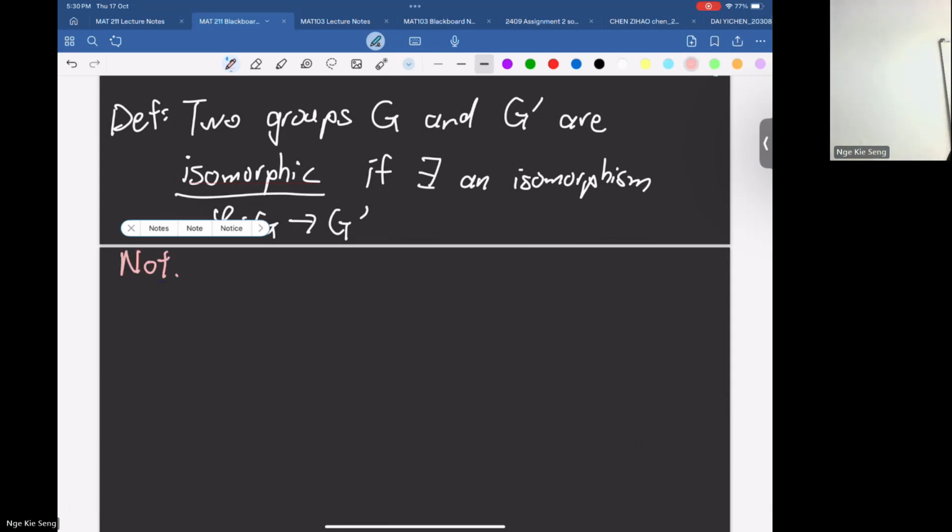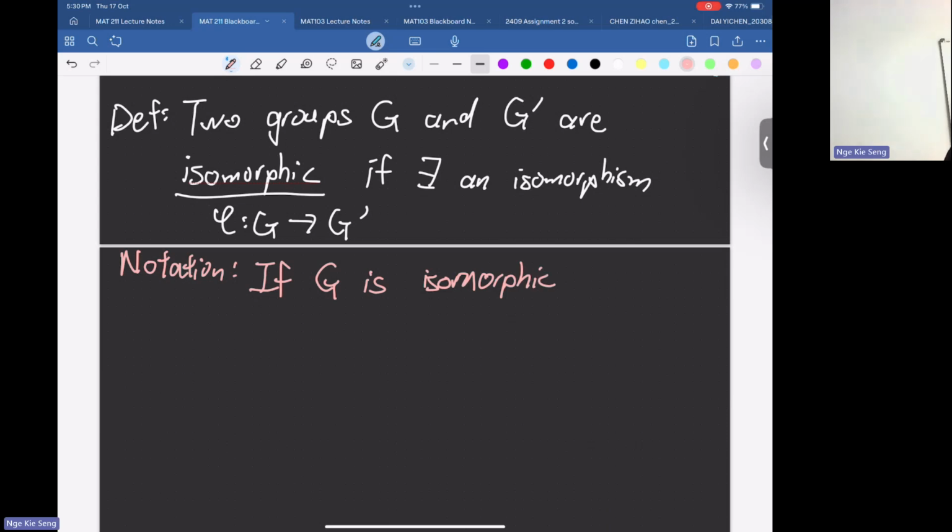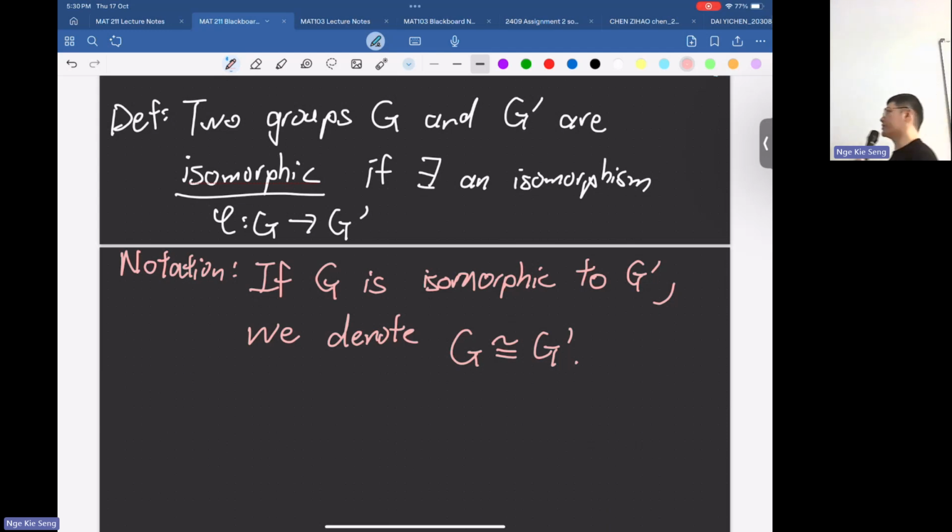So let me introduce some notation here. If G is isomorphic to G prime, we will denote G tilde equal to G prime. Okay, tilde with an equal line. This denotes an isomorphism.